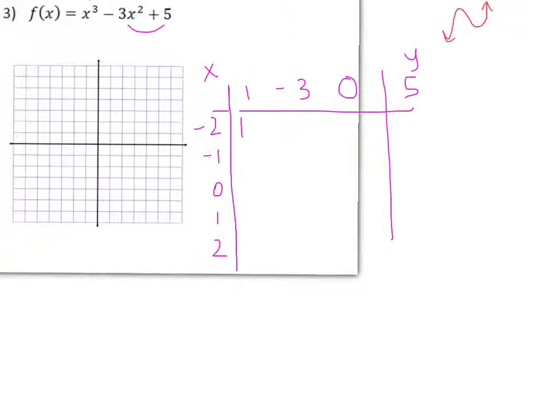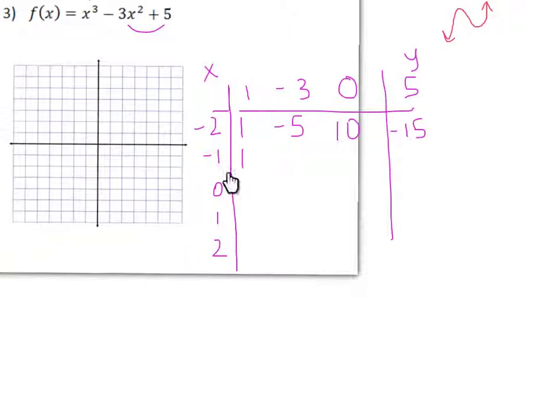So we'll drop down our 1. 1 times negative 2 is negative 2, plus negative 3 is negative 5. Negative 5 times negative 2 is positive 10, plus 0 is 10. 10 times negative 2 is negative 20, plus 5 is negative 15. That is way off the graph, so we won't graph it. We'll just jump down to the next one.